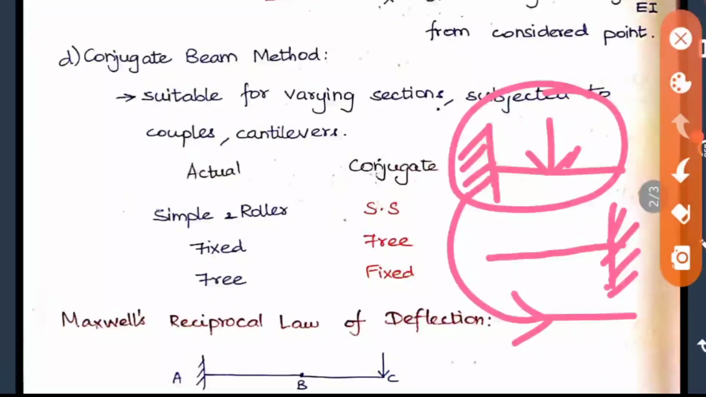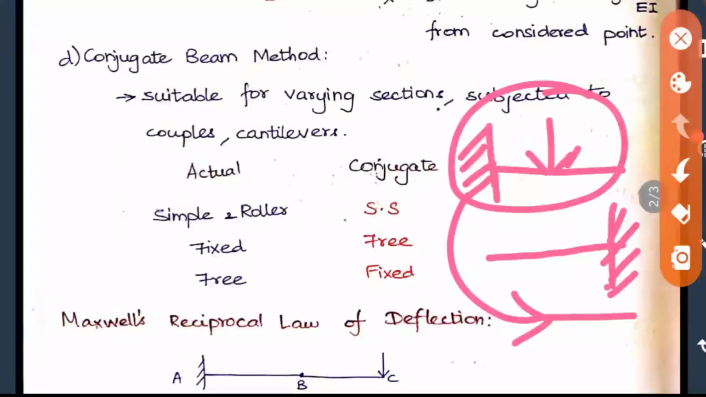The shear force that we are finding using this conjugate beam will be equal to your slope, and the bending moment that you are finding with this conjugate beam will be equal to your deflection. Okay, so that is the simple technique you'll be using in the conjugate beam method.